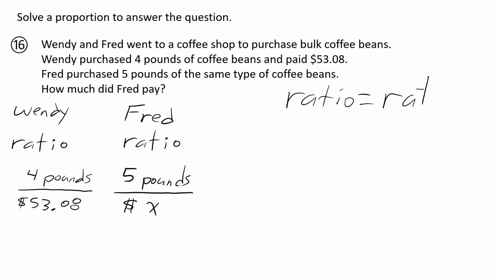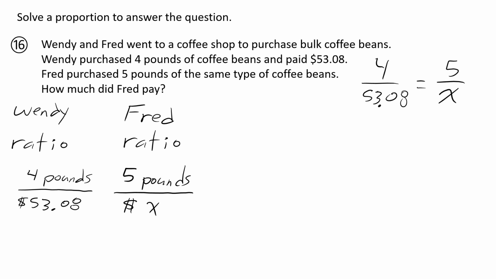All right. Remember, when you see ratio equals ratio, you have a proportion. So if it says solve for proportion, I need ratio equal ratio. Now notice when I try and solve this, I'm just going to use the numbers, right? I don't put 4 pounds, I just put 4. Instead of $53.08, I just put 53.08. Instead of 5 pounds, I just put 5. Instead of X dollars, I just put X.